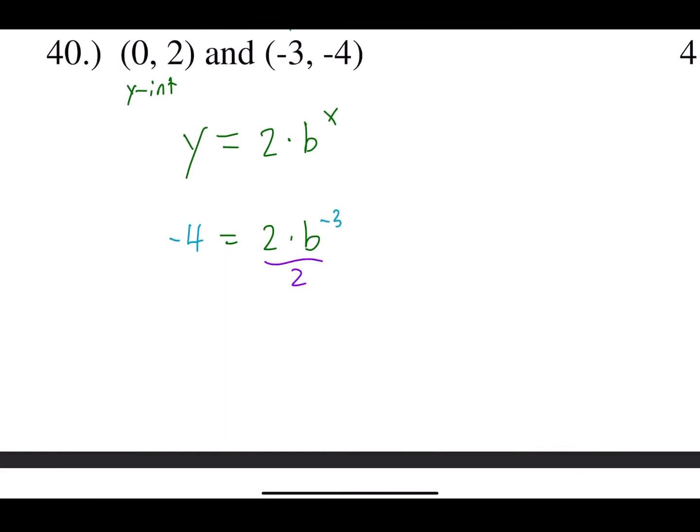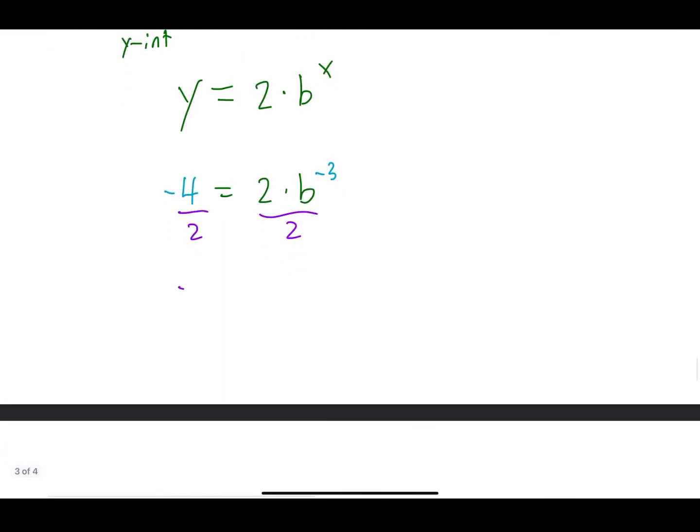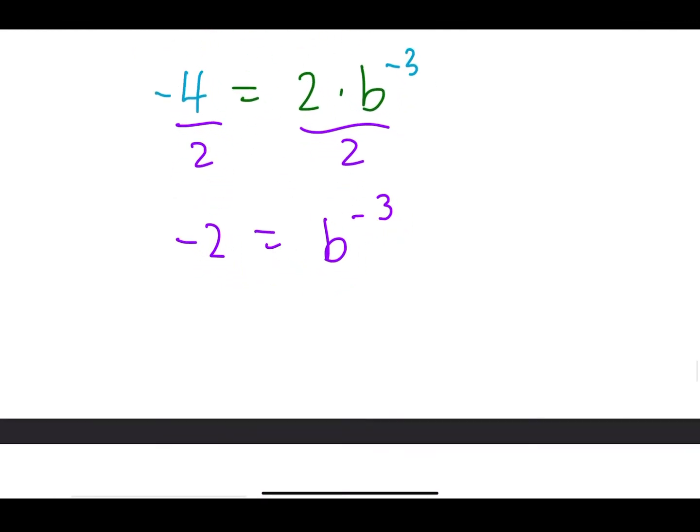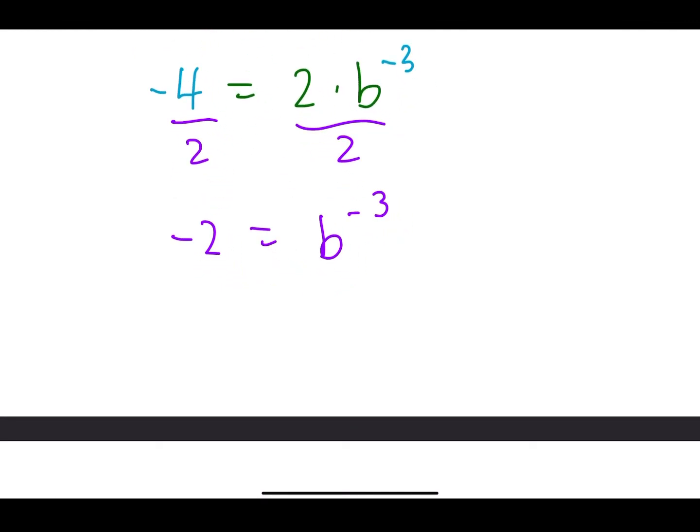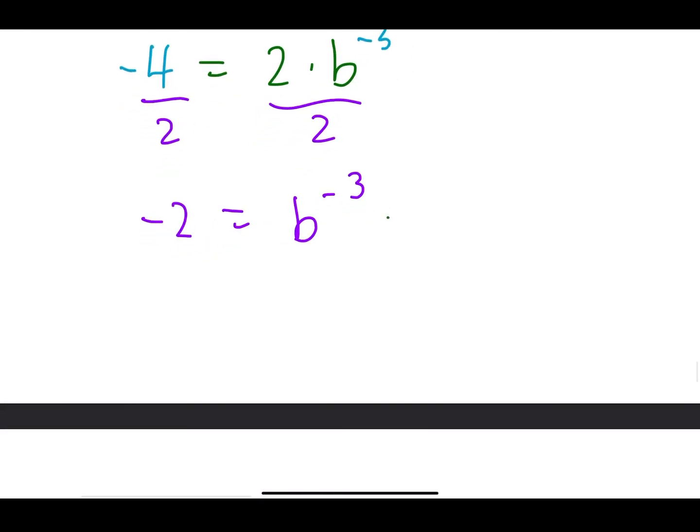Divide both sides by 2. We've got -2 equals b to the -3. We want to get rid of the -3rd power. There's a couple of ways you could think about it. Negative exponents flip, so this could be considered 1 over b cubed. And then we could cube root it to get rid of the cube. Or, all at once, we could get rid of the -3 by raising it to the power of -1/3. Do it to one side, do it to the other.